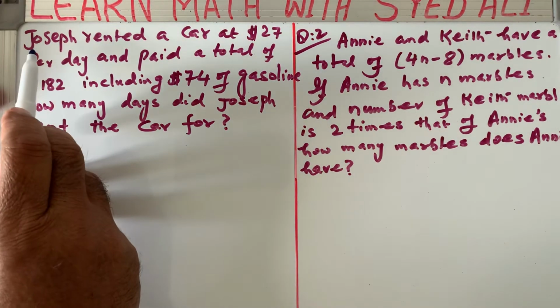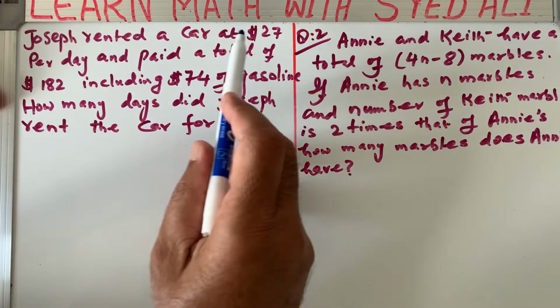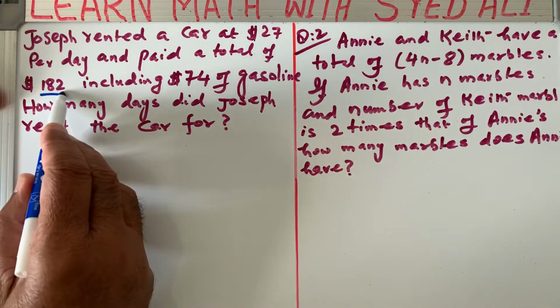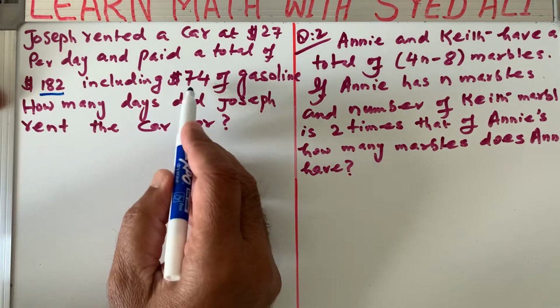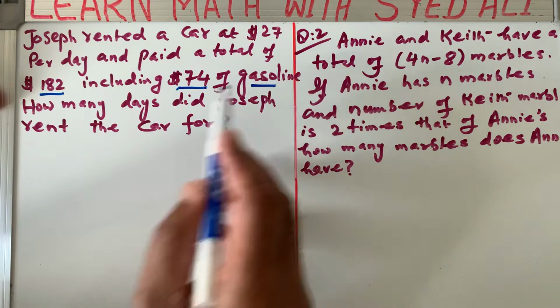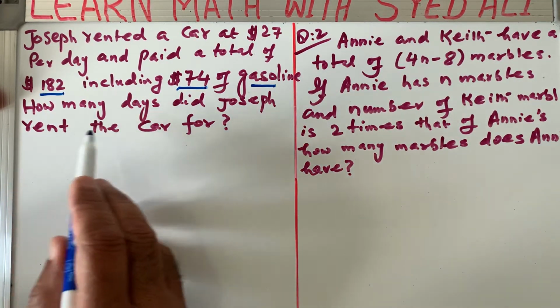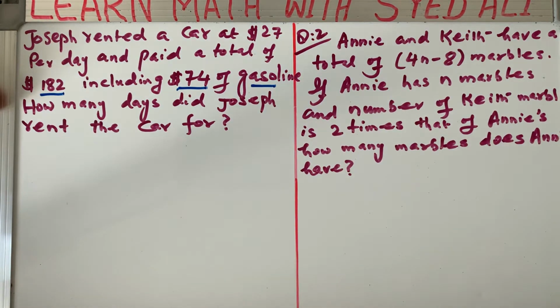So Joseph rented a car at $27 per day and paid a total of $182. So this is the total, including $74 of gasoline. How many days did Joseph rent the car for? How many days, right? So you have to assume a variable.